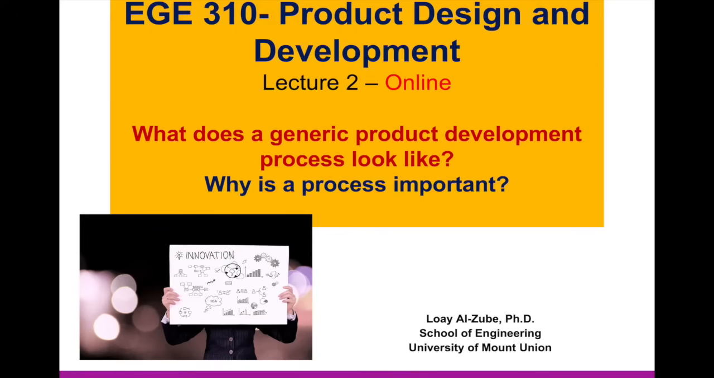We are still discussing the content of the Product Design Development course, and in this lecture we are going to learn about the product development process. We will learn what a generic product development process looks like. We're going to have another video talking more about the variants of the generic product development process. In this video, we're going to learn just the basics and, in general, what a general product development process is. And toward the end of this lecture, we're going to discuss why a process is important in the design and development of industrial or commercial products.